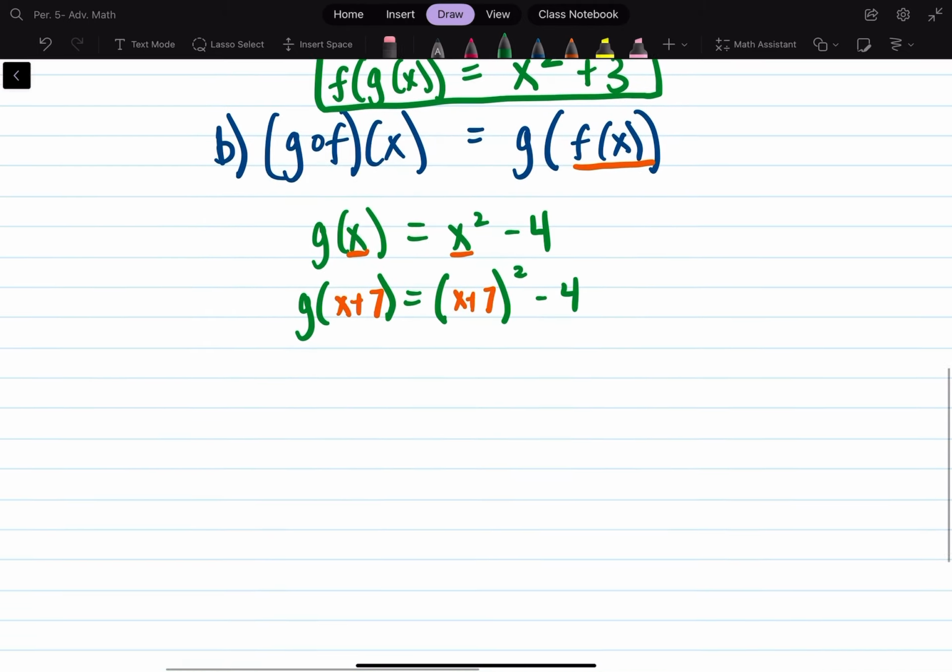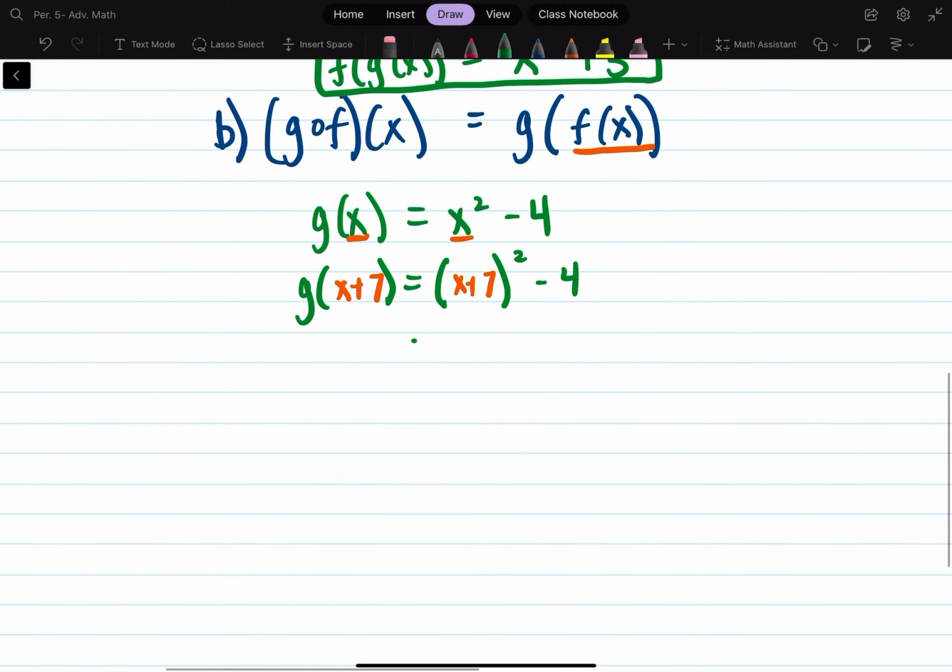Okay, once you do that, then you just go ahead and simplify down your expression. Now, what is x plus 7 squared? Well, if you FOIL it out, you will get x squared plus 14x plus 49. And then I just copy down my minus 4.